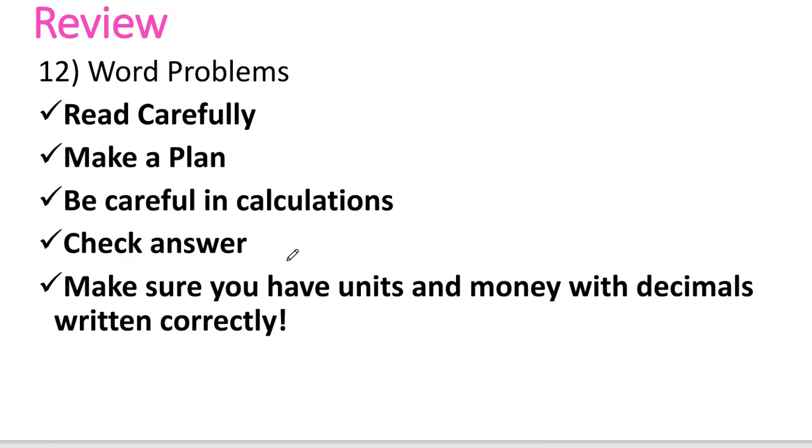And finally, when you write your answer, make sure you have units such as money, kilometers, kilograms, and make sure that you have money that has decimals written correctly. So for example, if the answer you got was 14.1, but it's money, you're going to have to add a 0 there to make that $14.10. So it needs to look like money that we use in our everyday life.